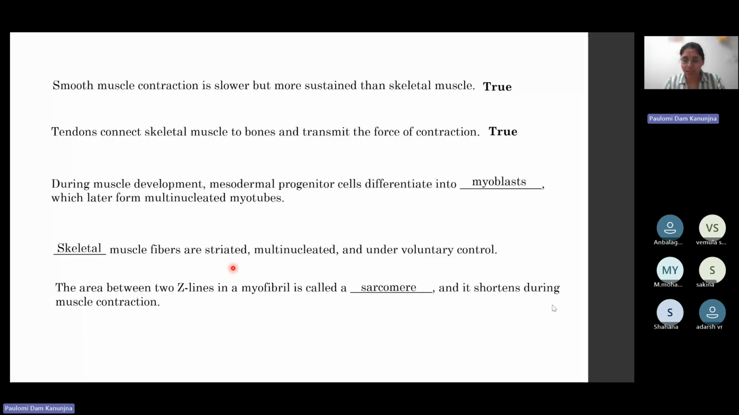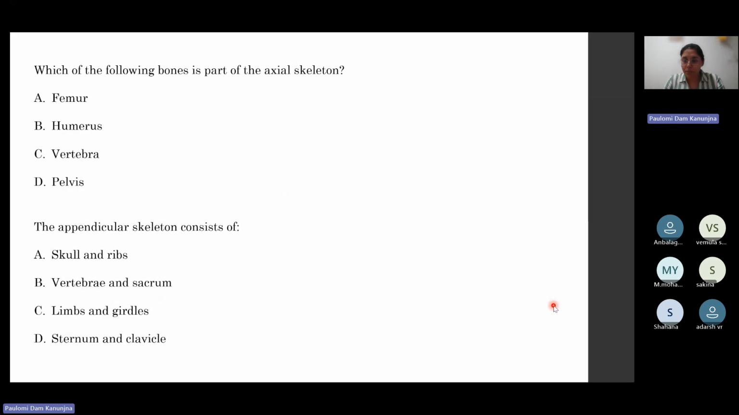Sorry, I just lost my connection. Okay, let me move to the next question before I again seem to lose my connection.